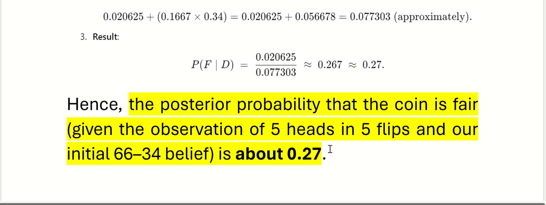So it's clear that the coin is probably not fair. The probability here tells us that our initial belief was not precise or accurate. The more accurate figure is 0.27, and the more you do the experiment, the more data you get, and every time you apply Bayes' rule, you will get more accurate results.